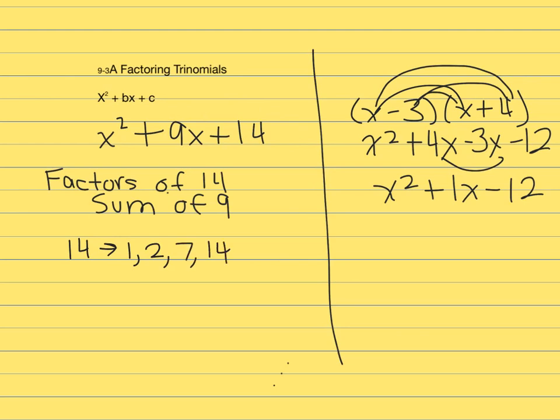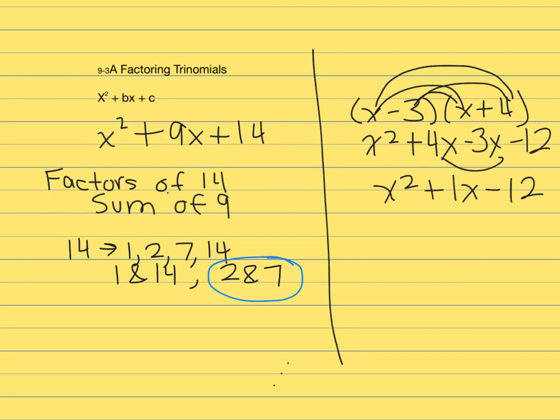You probably really should put them as pairs. It probably would have been better if I had done 1 and 14 and then 2 and 7, and then I can compare the two pairs and say, okay, which of these multiply together to be 14, but add up to 9. And so clearly then, it's this pair right here, 2 and 7. 2 times 7 is 14, and they add up to 9. 2 plus 7 is 9.